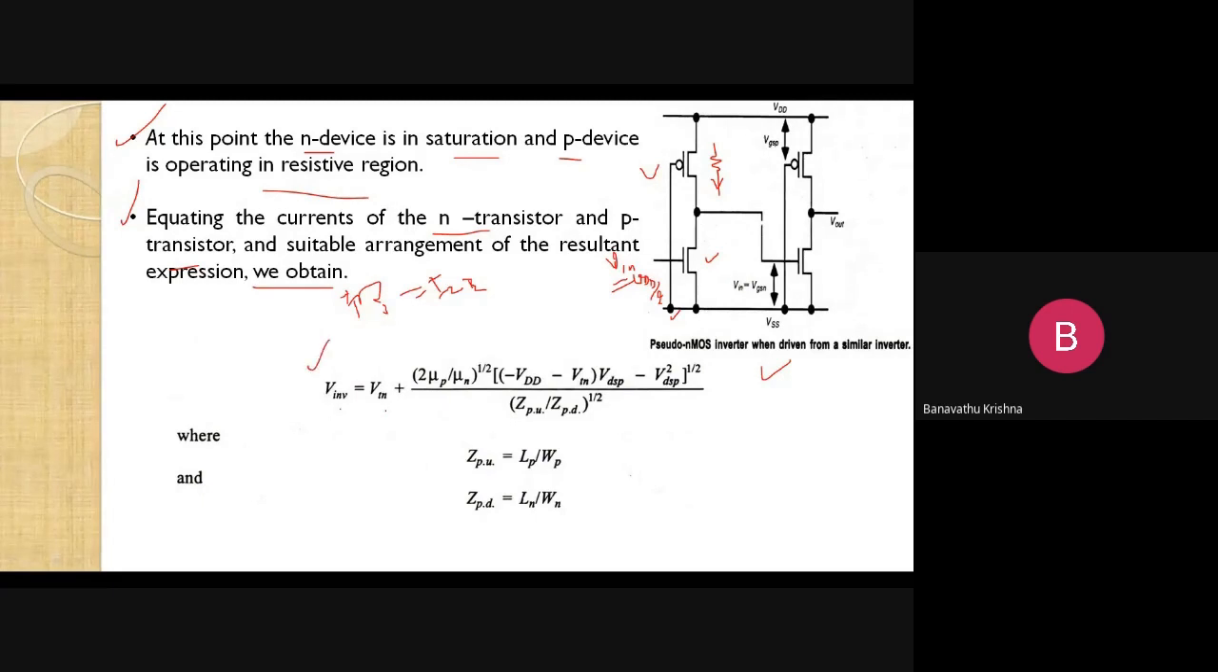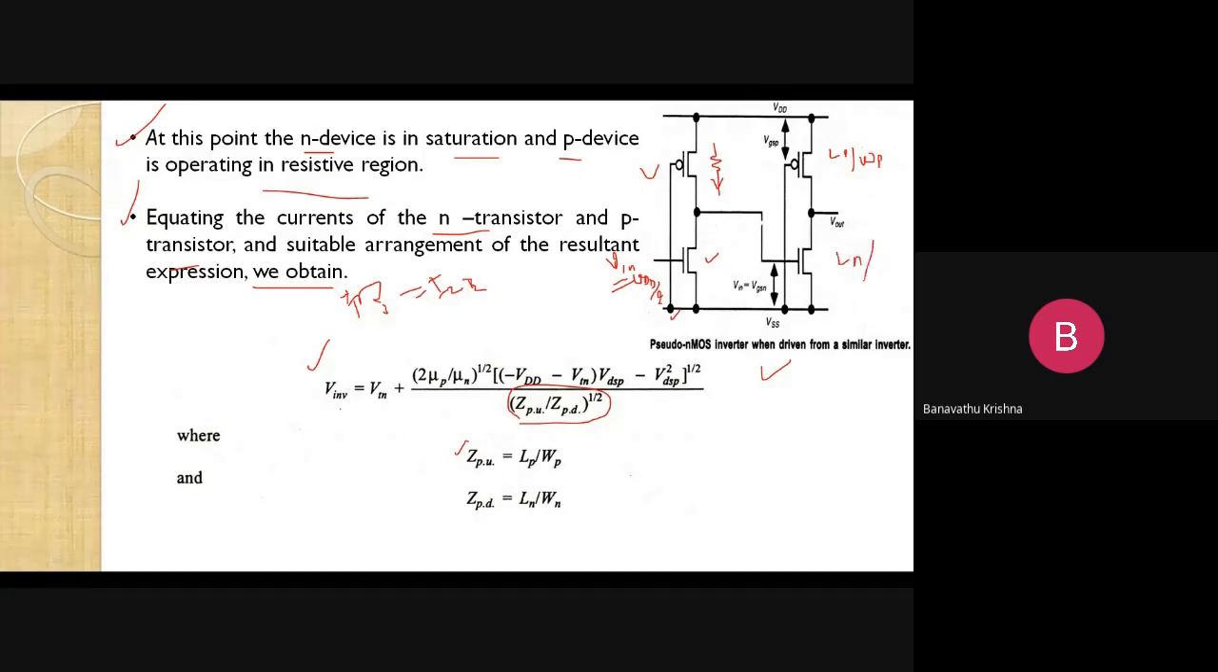V inverse equals VTN plus square root of (2 mu P by mu N) times the square root of (VDD minus VTN) times VDSP minus V square DSP, all divided by the square root of Z pull-up by Z pull-down. Here I want to focus on this part. As I told you, I want to calculate the ratio Z pull-up to pull-down. Z pull-up is LP by WP, that is L pull-up by W pull-up, the L to W ratio. And here LD is the N channel.